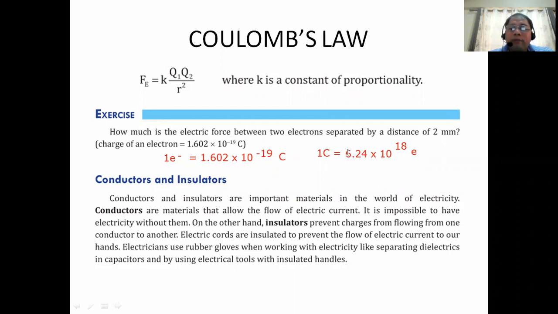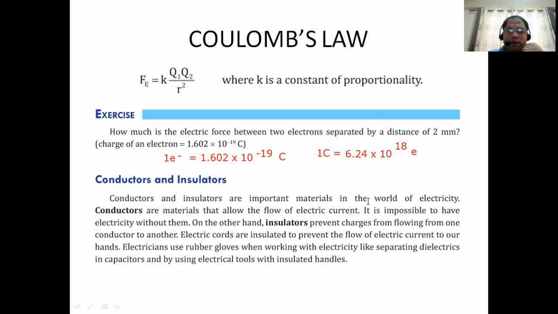But 1 coulomb, guys, will involve millions of millions of millions of electrons. So that's why when we show examples of forces, we do not deal with exactly 1 coulomb of charge. So maybe that's one thing that we have to bear in mind.